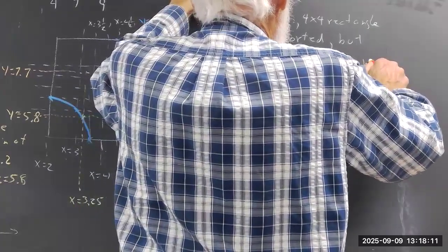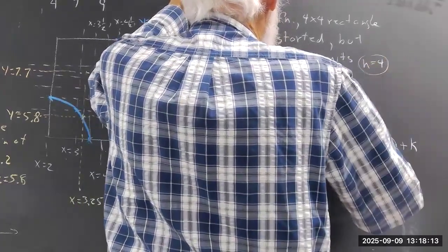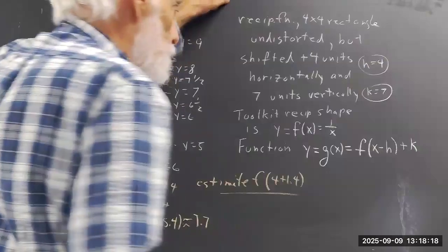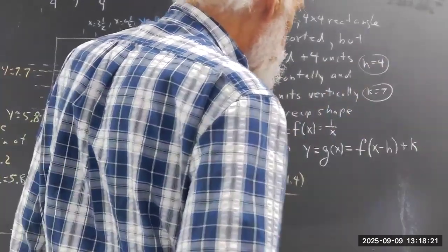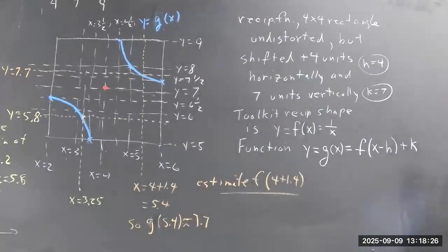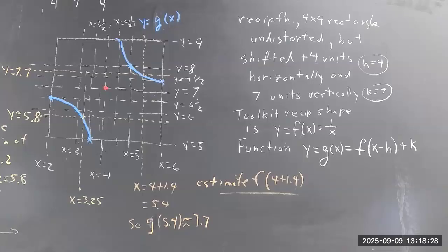I can say here that h equals 4 because of the horizontal shift of 4 units, k equals 7 because of the vertical shift. Now it's f of x minus h plus k. Can you write down on your paper? Now, remember f of x is 1 over x, right? What's f of x minus h? What's f of x minus h plus k? See how many of you can write that down.